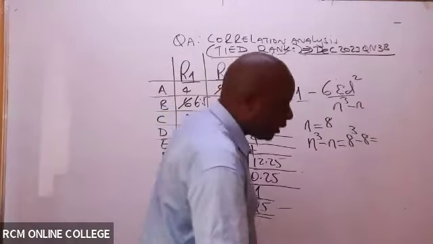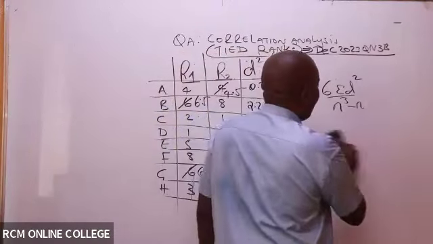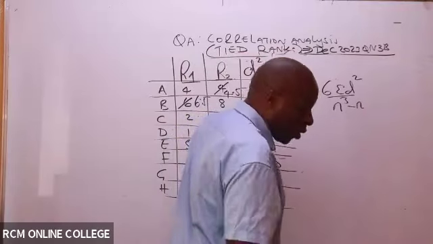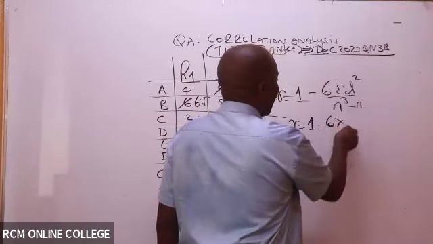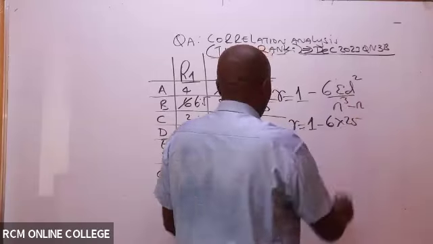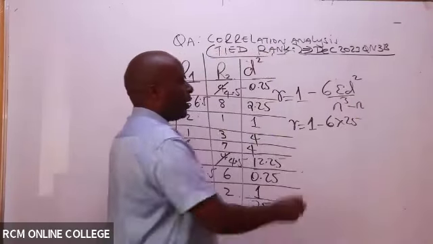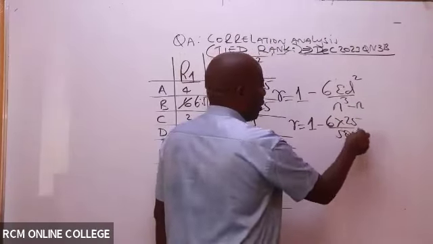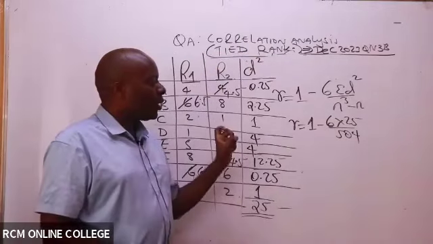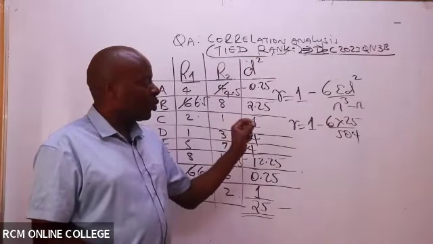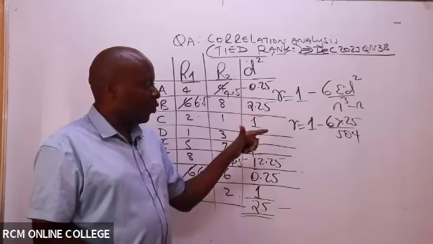Some teachers will simply, for simplicity purposes, tell you this is the correlation. R will be equal to 1 minus 6 times this, which is the 25 that we got here, everything divided by 504. How I wish I had a calculator, I would have punched this right away. I will say 1 minus 6 times 25 divided by 504.